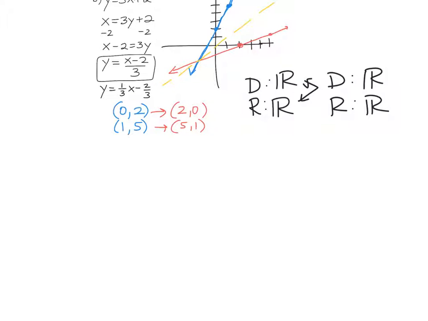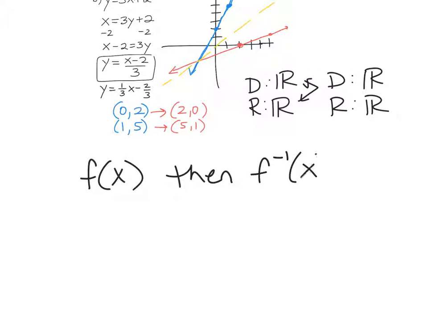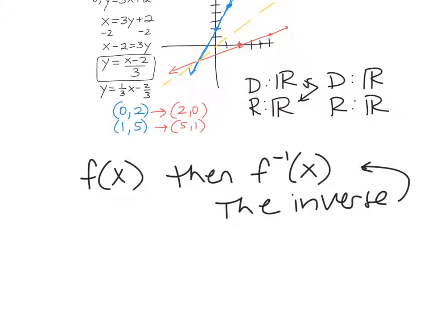By the way, if we have a function called f of x, then this is the notation for its inverse. We call that f inverse of x. It's just like a new notation. I don't use it a lot, but that's what it looks like. Okay? All right, here we go.